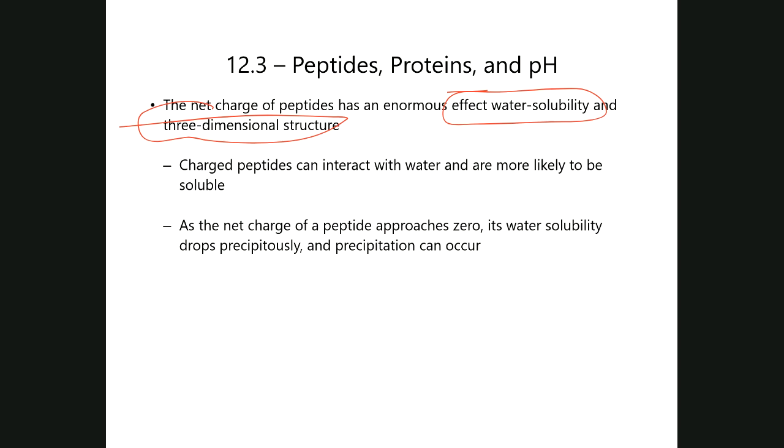It turns out that when the water solubility of a protein changes precipitously, precipitation of that protein can occur. If it no longer has sufficient magnitude of charge to allow that structure to be dispersed within an aqueous medium, the proteins are going to want to aggregate with each other, and they're going to crash out of solution, just like oil doesn't dissolve in water.